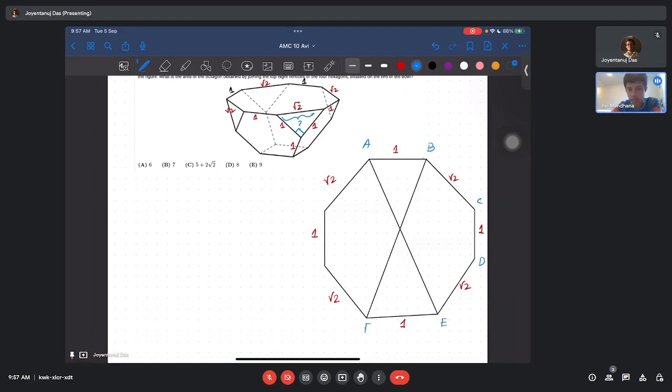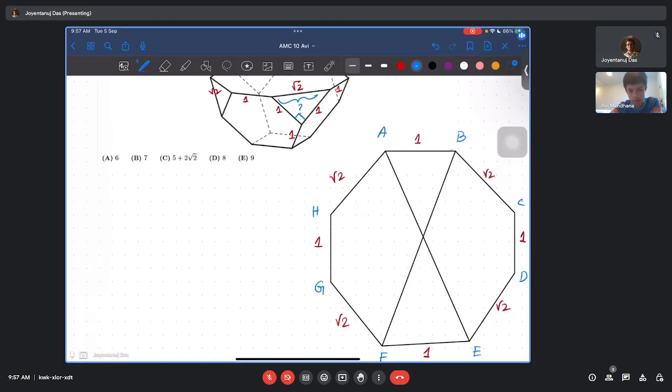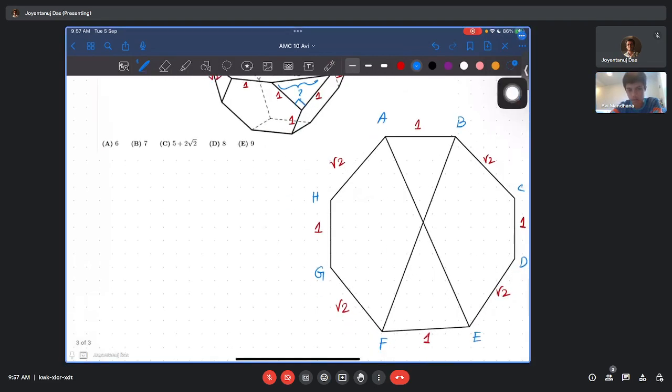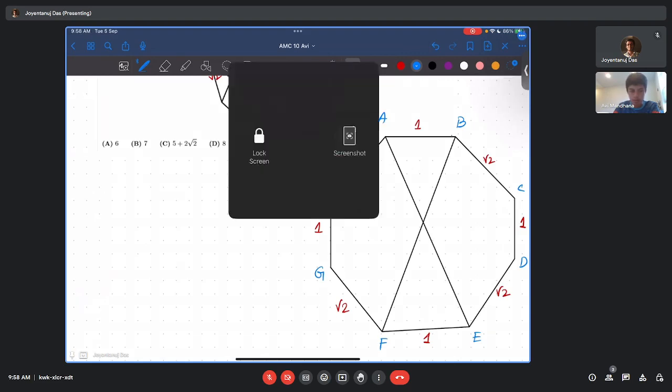Is there a way I can annotate on your screen? You have some pen type of thing? I do have a pen. This is what I am doing on my iPad. So yes, you can tell, I will write down. That is easier.